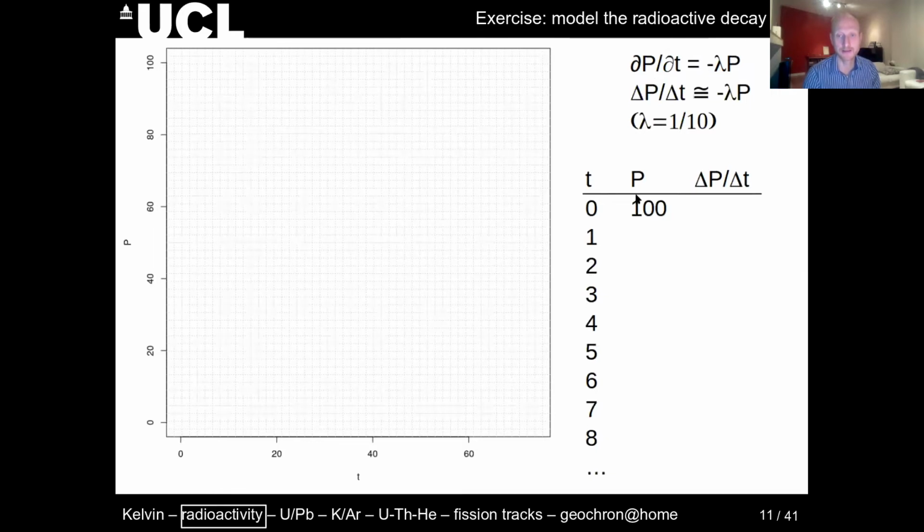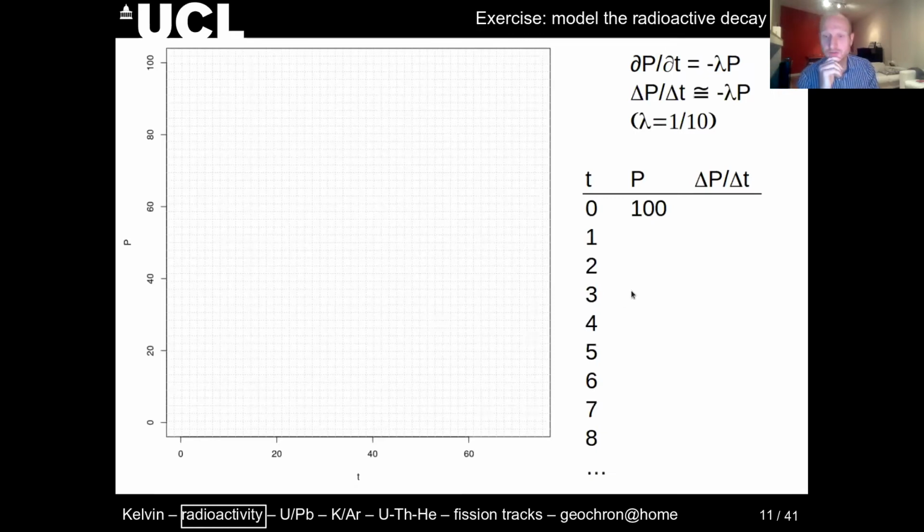I will track the evolution of parent as a function of time for a hypothetical parent that exists in 100 units. It could be 100 atoms of P at the start of our numerical experiment, or it could be 100 trillion atoms. We begin with 100 units of P. Our decay constant here is 0.1, so 1 divided by 10. And we are going to track the evolution of the parent through time in steps of 1.